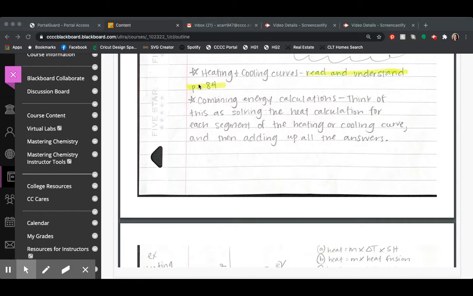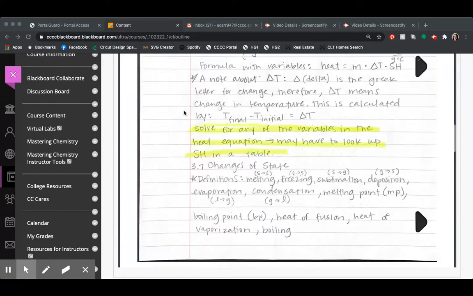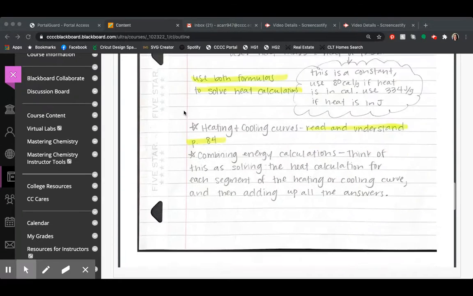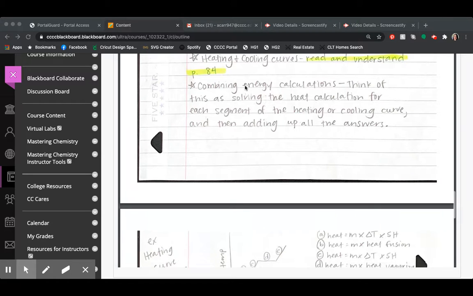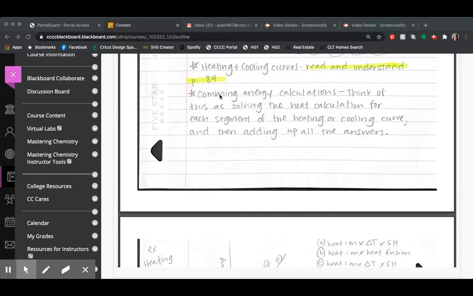You see I am still in this last section, which is 3.7 changes of state, but I'm only going to talk about heating and cooling curves in this section. In your textbook, there's a very good explanation of heating and cooling curves on page 84. And you're also going to have to combine energy calculations. I tell students to think of this as solving the heat calculation that matches each segment of the heating or cooling curve that is in the question, and then you add up all the answers.